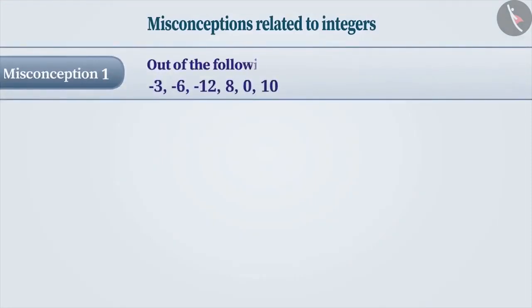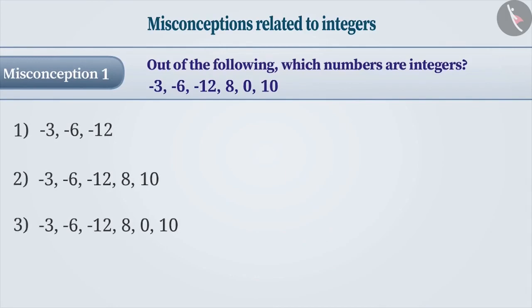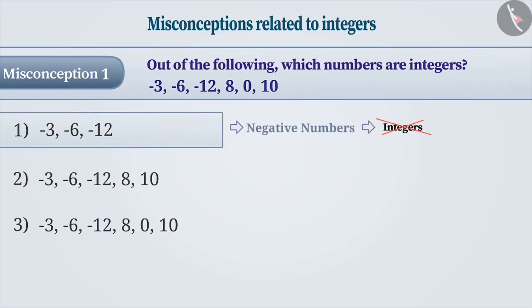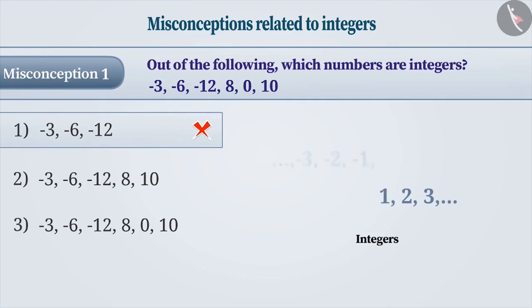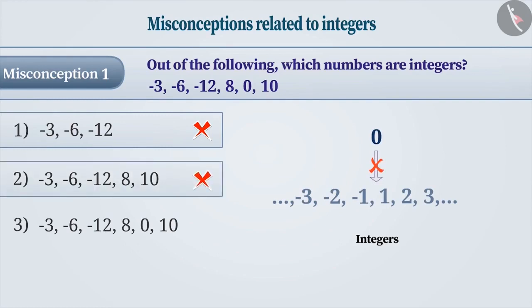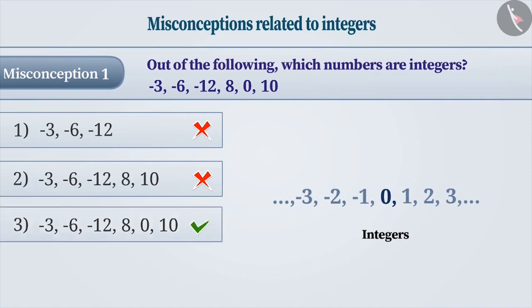Misconception 1. Of the following, which numbers are integers? Often, only negative numbers are mistaken as integers, in which case you might choose option 1, which is incorrect. Similarly, it is understood that the collection of integers has positive numbers and negative numbers alone, and no 0, which will lead you to choose the option 2, which is again incorrect. The correct answer is obviously option 3, since integers include all negative numbers, positive numbers, and 0.